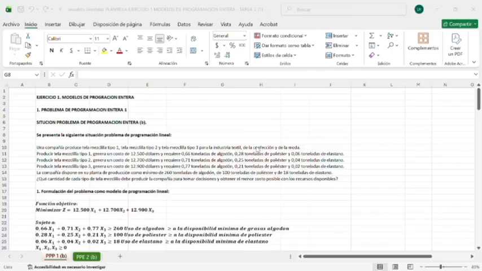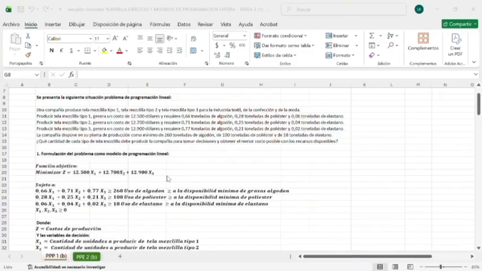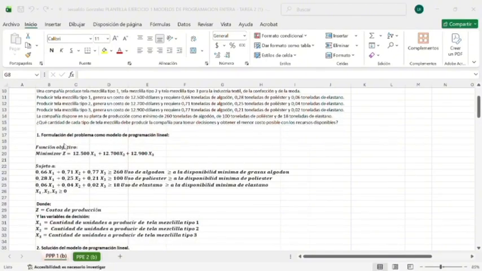Well, this problem is based on a company that produces three types of denim fabric for the textile, clothing, and fashion industry. Each type of fabric has a different production cost and requires different amounts of cotton, polyester, and elastane. The objective of this model is to determine the quantity of each type of denim fabric that should be produced in order to minimize production costs while satisfying the minimal resource requirements.